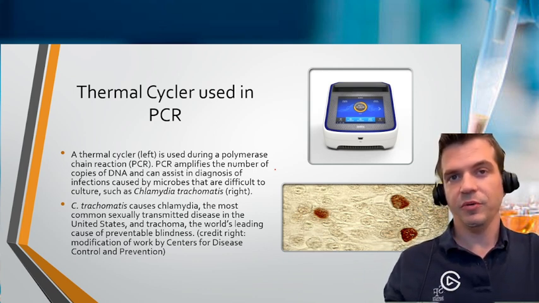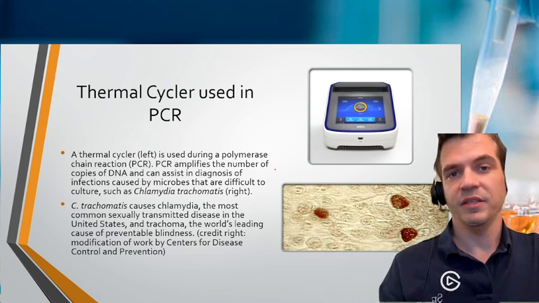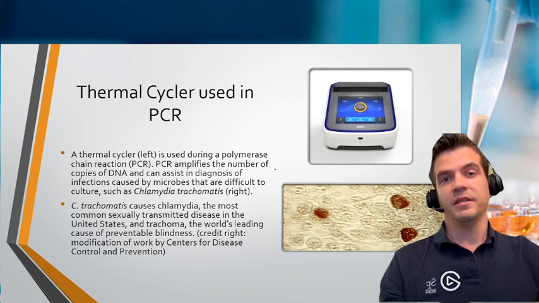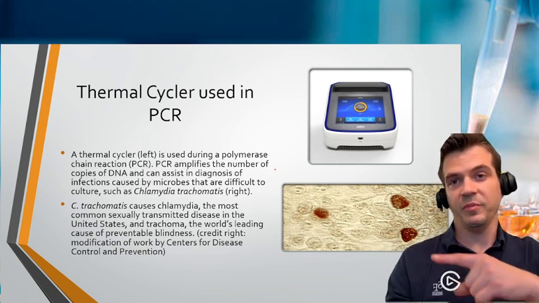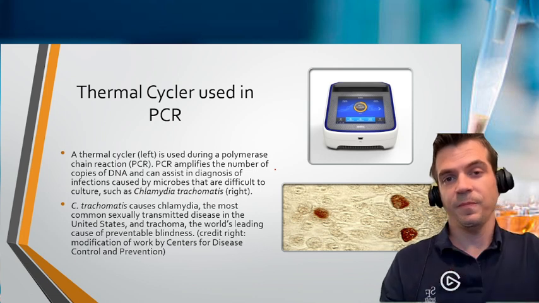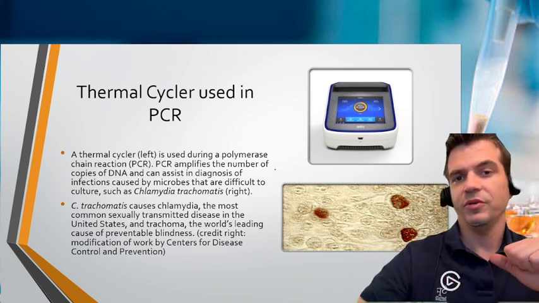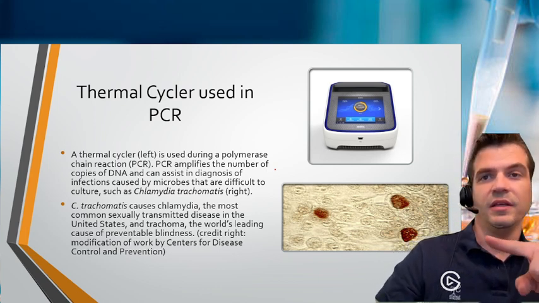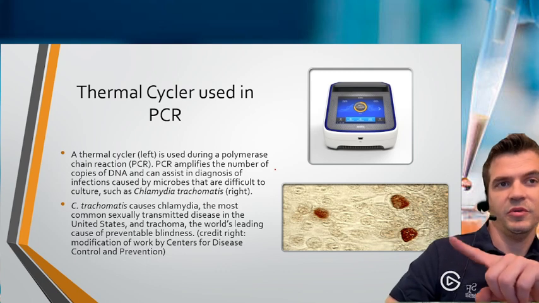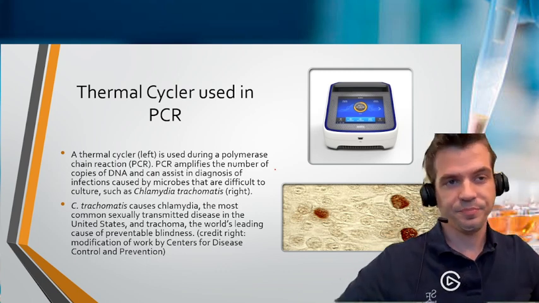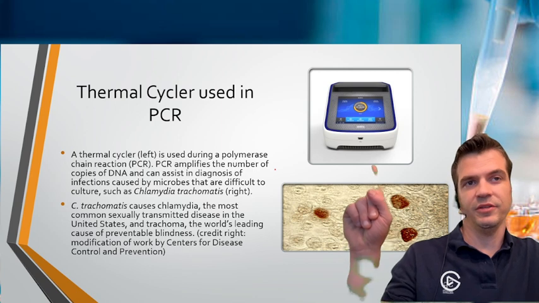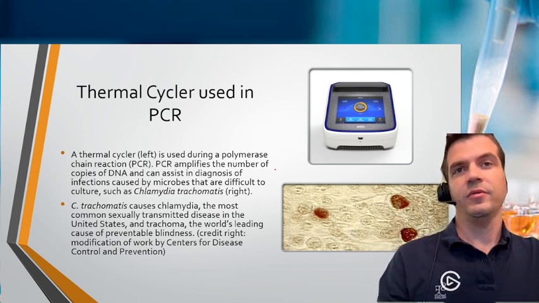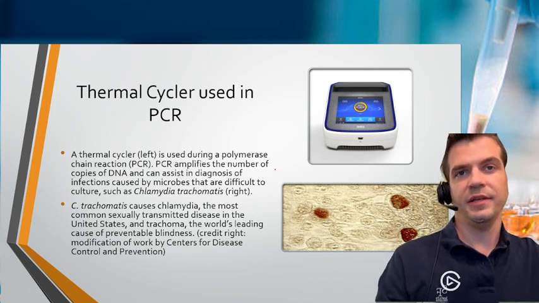But interesting to note, the most common cause of blindness in the world is chlamydia. Okay, and it is the most common sexually transmitted disease. So when we learn about chlamydia in the future, we kind of already touched on it in the first unit, but when we touch on it again, you'll know that C. trachomatis is one of the most commonly sexually transmitted diseases. The most. Okay, and we need to use this thermocycler to do it. Okay, and we'll get into how the thermocycler can test that for us.